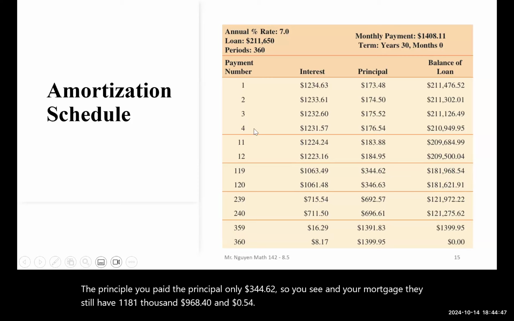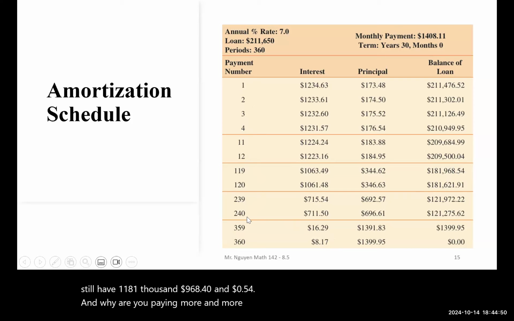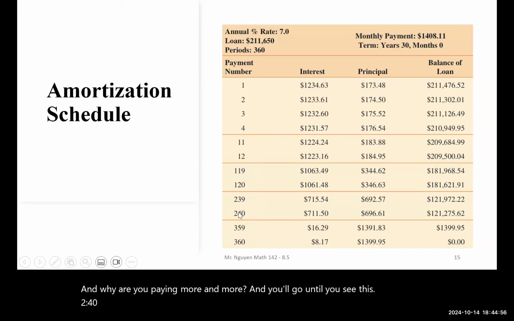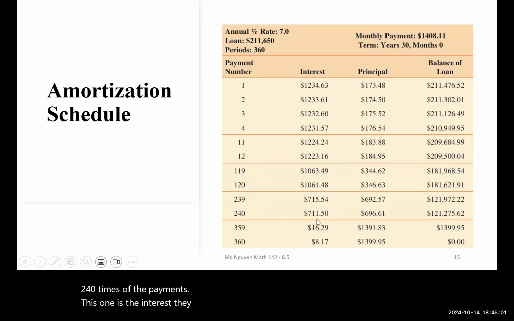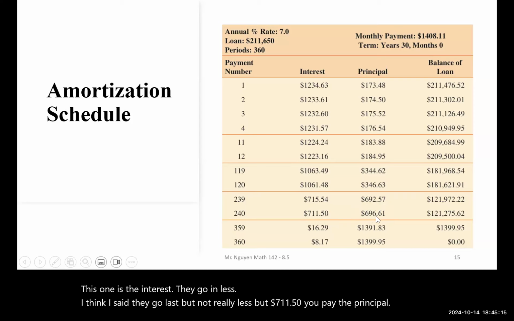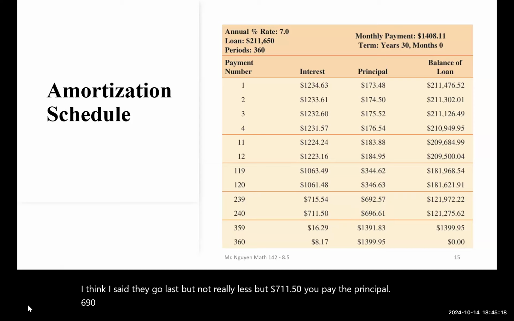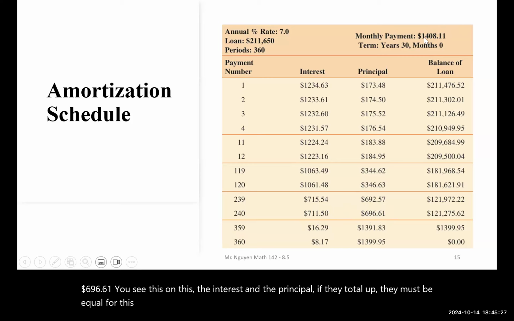And while you keep paying, you go until you see the 240th payment. This one, the interest goes lower, but not really lower, it is $711.50. You pay the principal $696.61. You see, on this, the interest and the principal, if they total up, must equal this amount of money, your payment.